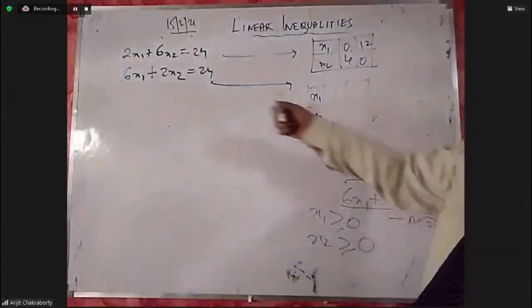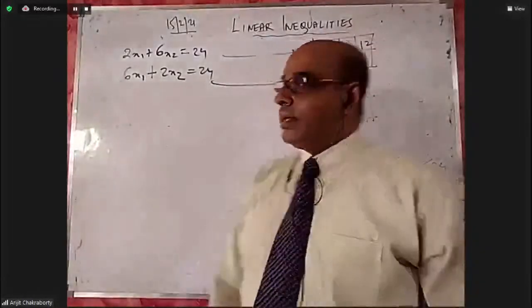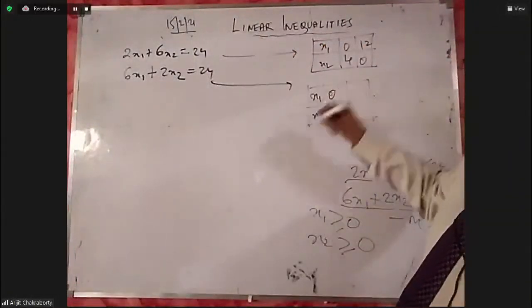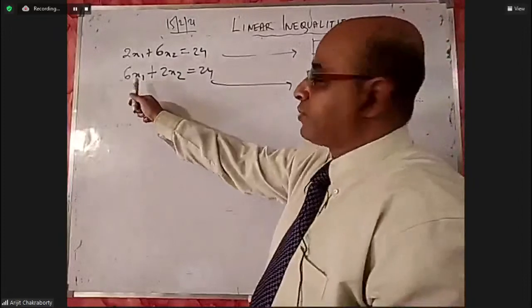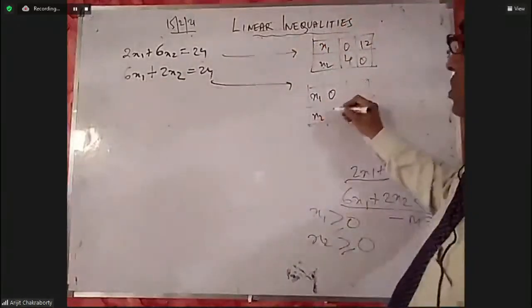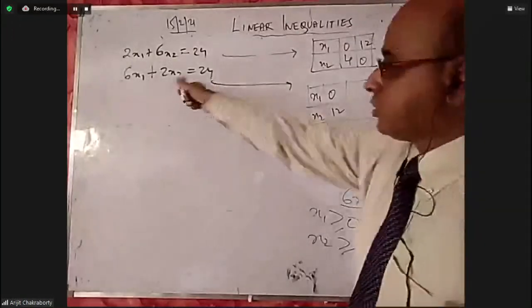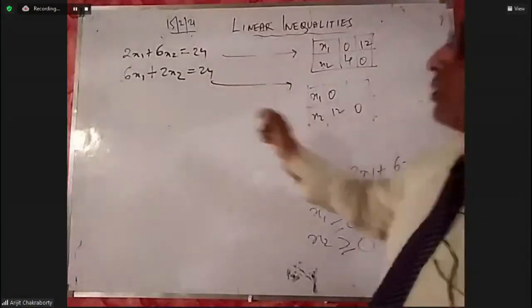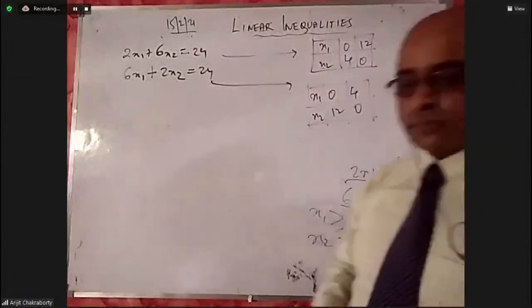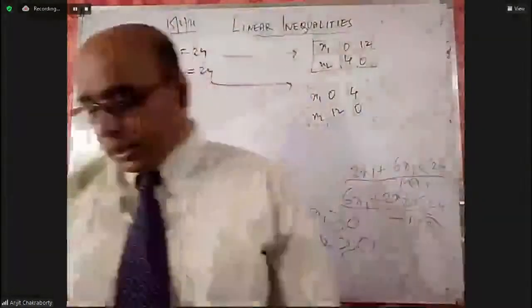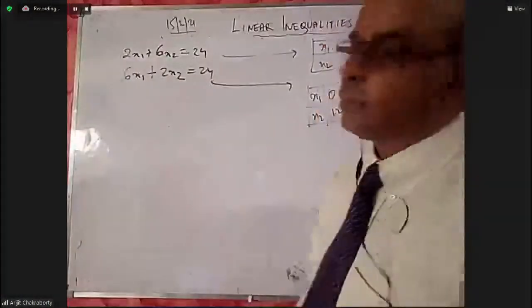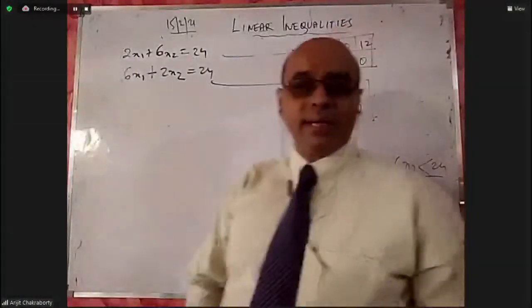Now for the second equation, 6x1 plus 2x2 is equal to 24. If x1 is 0, then 2x2 is 24, so x2 is 12. And if x2 is 0, then 6x1 is 24, so x1 is 4. Great. So we have got the 2 lines, and now carefully I'll have to draw the lines.